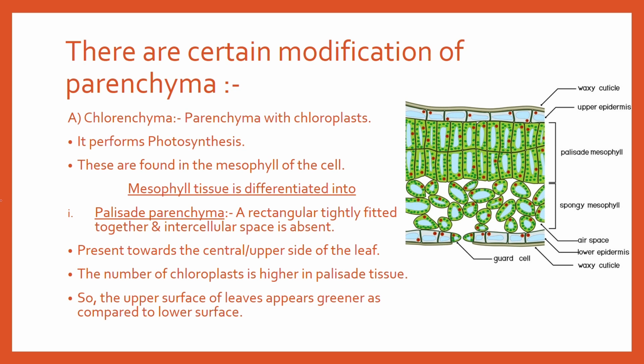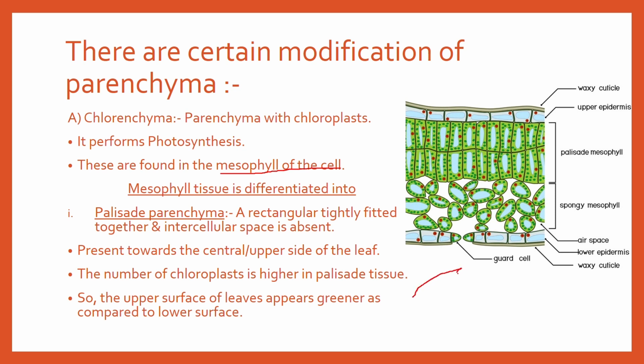So we will be discussing the chlorenchyma and arenchyma. So chlorenchyma is that type of parenchyma tissue which contains chloroplast in it. It also helps in performing photosynthesis. So these are found in the mesophyll of the leaf. So what is the mesophyll of the leaf?